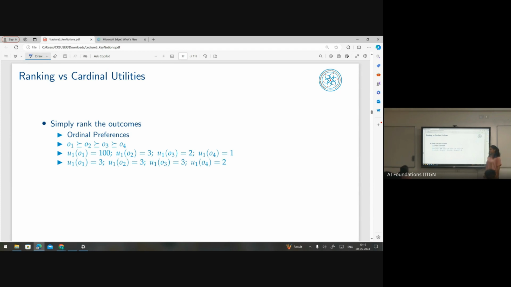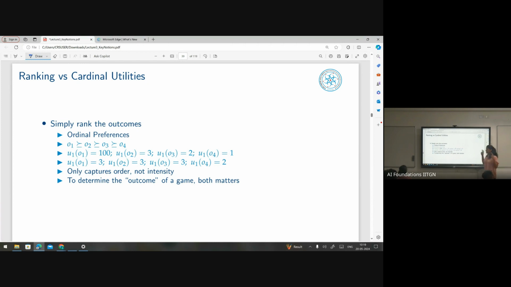Let's say I have a different set of outcomes wherein I prefer all of 1, 2, 3 and 4 at 3. Both of these will have the same ordinal preferences, right? Is that clear? The numbers are very different, so there is a difference in how I prefer each of these outcomes, but the ordinal ranking for both of these is the same. So the idea is that ordinal preferences only capture order, and do not capture the intensity with which I prefer a certain outcome.